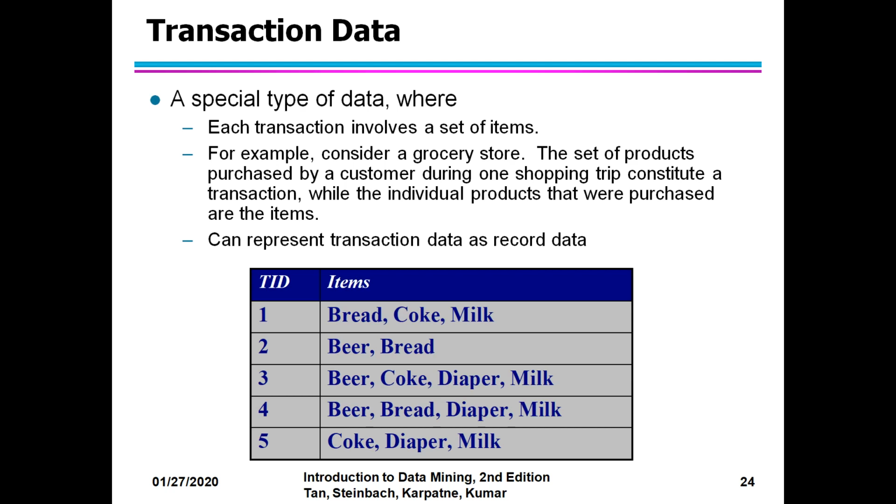So for customer 1, the transaction data record is that he buys 3 items: bread, coke, and milk. Second is beer and bread. Whereas the third customer has bought beer, coke, diaper, and milk. The fourth customer has bought beer, bread, diaper, and milk. The fifth customer has bought coke, diaper, and milk. This is an example of transaction data.